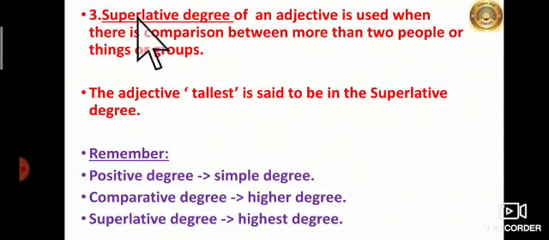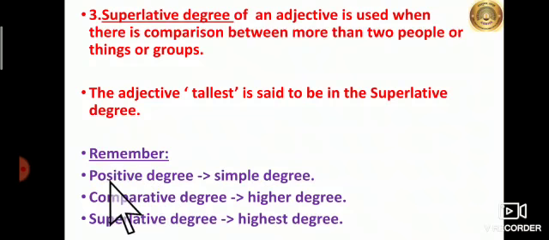Third definition would be: the superlative degree of an adjective is used when there is comparison between more than two people or two things or groups. An adjective like tallest is said to be the superlative degree, which is also the highest degree.